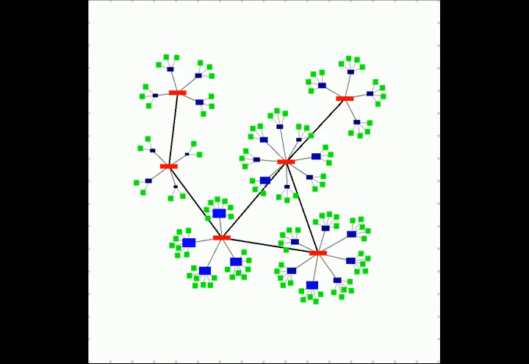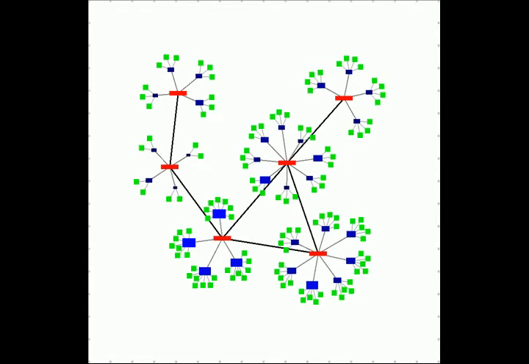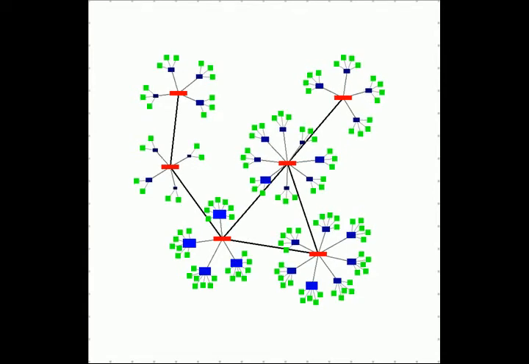Here are the results of my layouting prototype. You can see a bunch of nodes, red ones, blue ones, green ones, and you can see connections, the black ones, the blue ones, gray ones, and the light gray ones here.